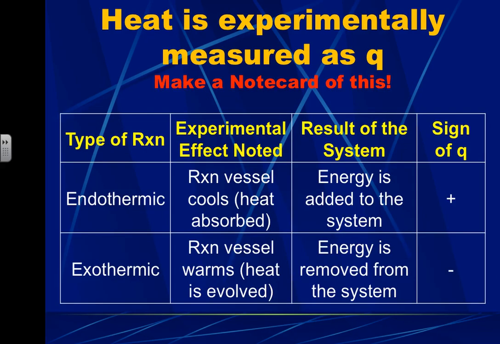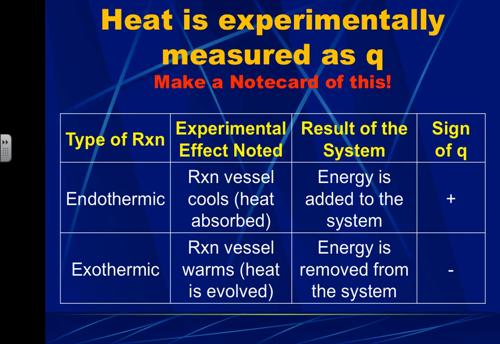Okay, moving on. So this is something that I will ask you to make a note card of, as you can see there in the red. A couple things that we've talked about already. So type of reaction. Remember, we have two types of reactions thermodynamically speaking, that is, endothermic and exothermic. I have here experimental effect noted. So we talked about this with the last section. Endothermic reactions, you will feel the vessel cool. So if you were holding a beaker in your hand and you did an endothermic reaction, you would actually feel the beaker cool down in your hand. Whereas the exothermic reaction, you would feel that beaker heat up.